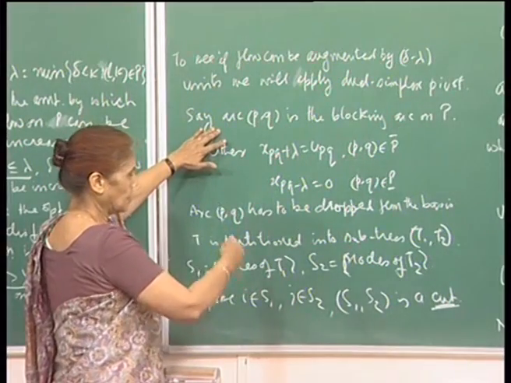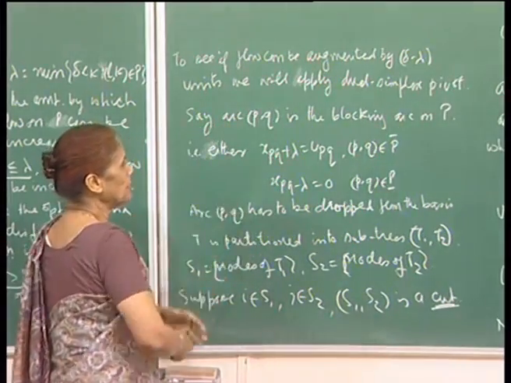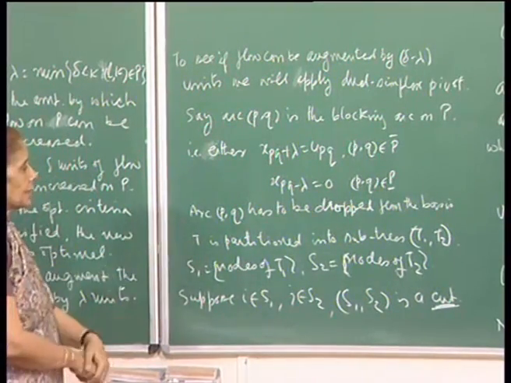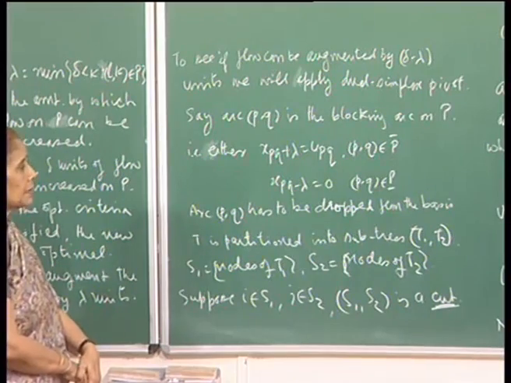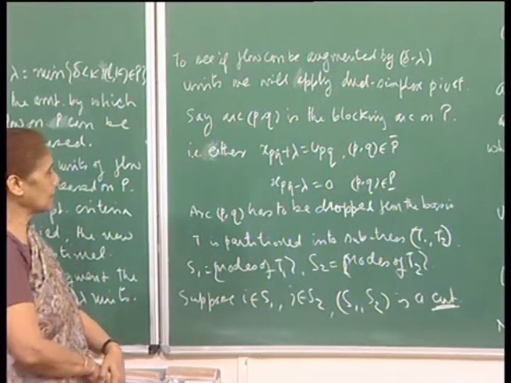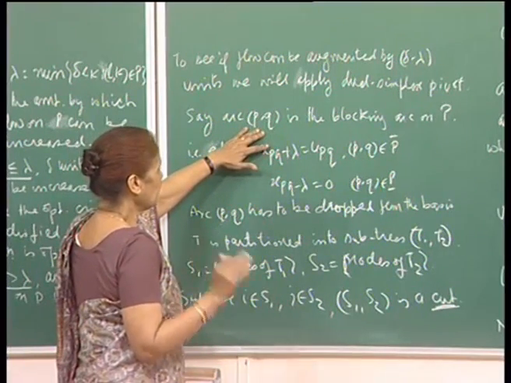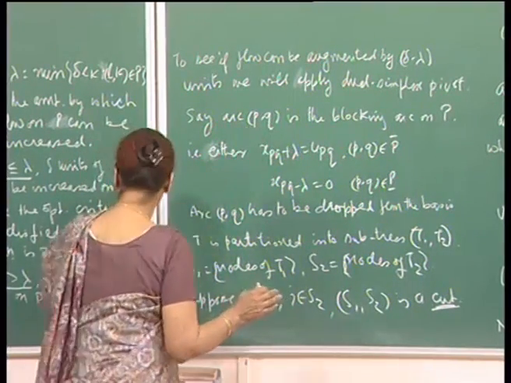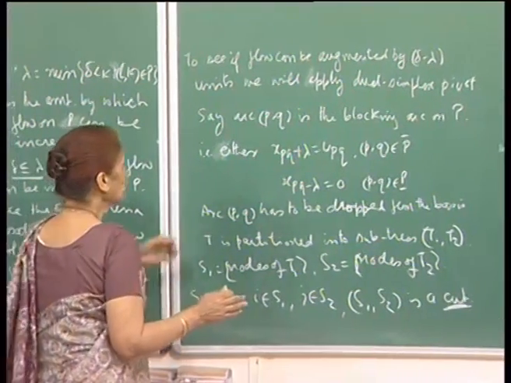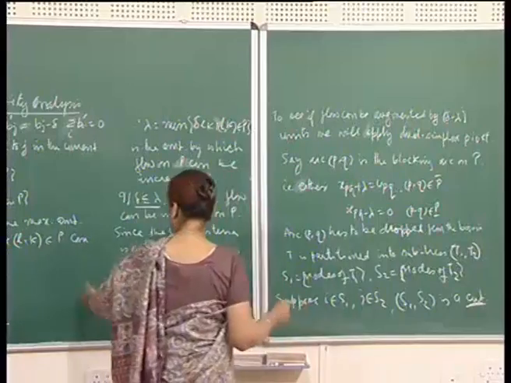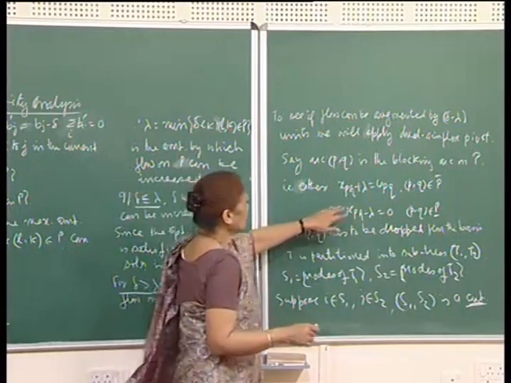So, now we start looking at how to implement the dual simplex pivot here, and again because of the simplified structure, the dual simplex pivot also gets simplified. Now, first of all, because the capacity on arc P q did not allow you to have flow more than lambda units, there will be a blocking arc, in the sense that it will either be saturated.